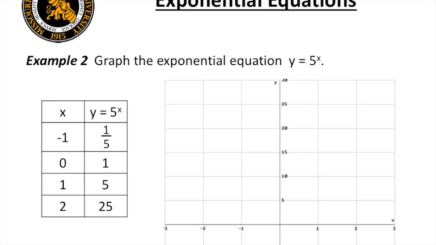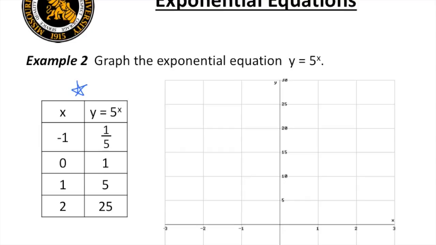Now in example 1, we came up with a set of ordered pairs to correspond with the exponential equation y equals 5 to the x power. That table of ordered pairs is repeated on this slide. In example 2, we're asked to graph this equation. So let's plot these points that we found in example 1.